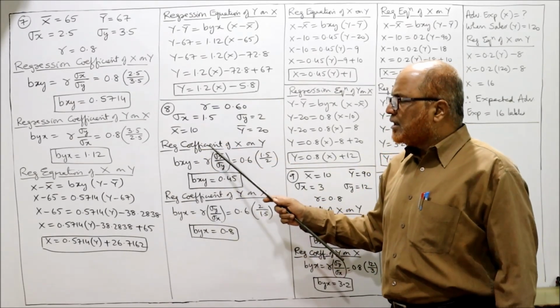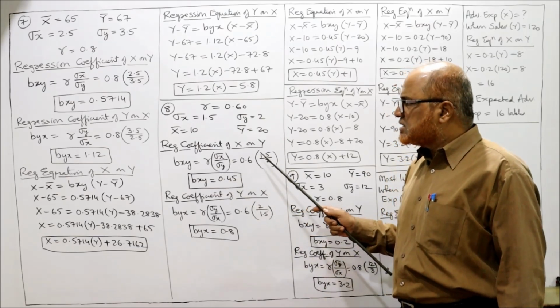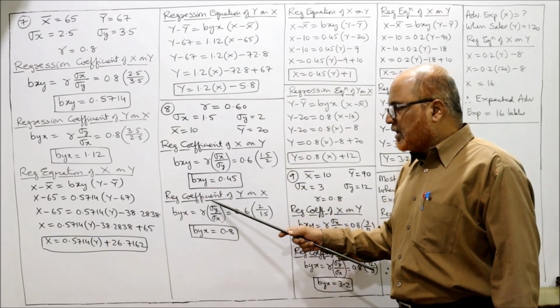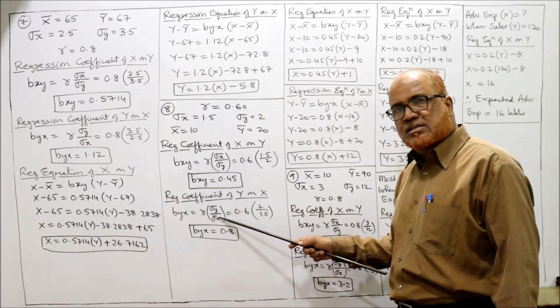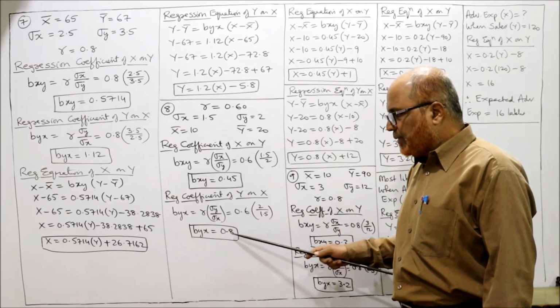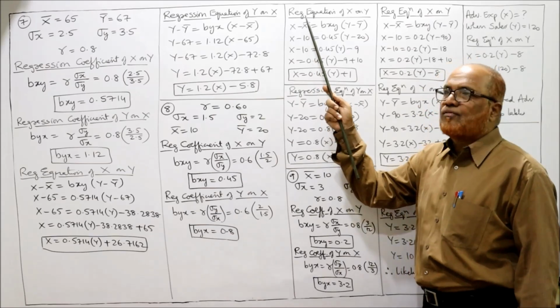Exactly the same procedure. Regression coefficient of x on y, bxy, is R into sigma x by sigma y: 0.6 into 1.5 divided by 2, 0.45. Then the regression coefficient of y on x, byx, is equal to R into sigma y by sigma x. So 0.6 into 2 by 1.5, 0.8. So we got bxy and we got byx. Now substitute in the formula.